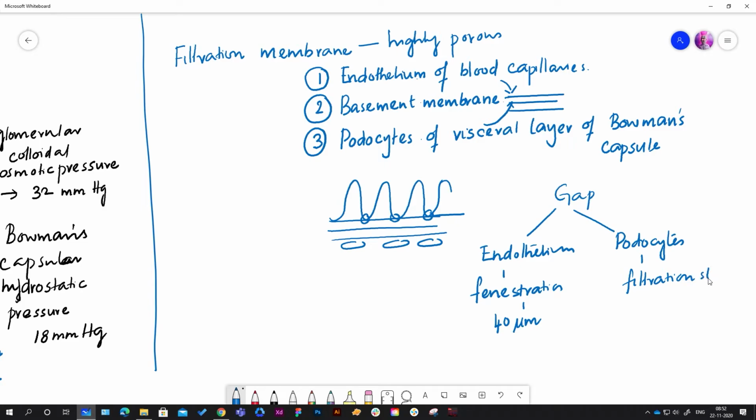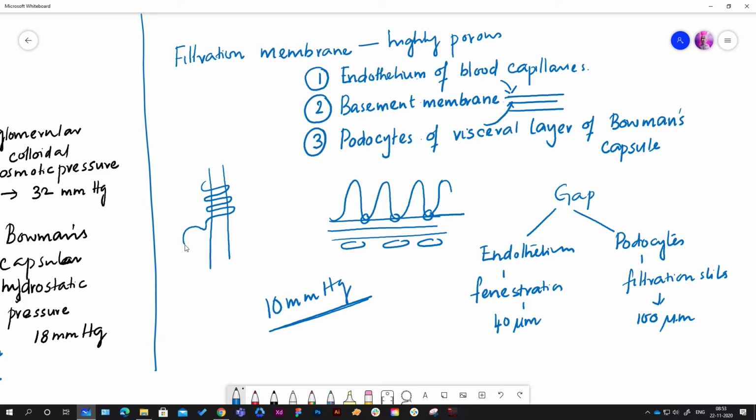Filtration slits, and they are 100 microns gap is there. Now through this gap at 10 mm mercury pressure, blood enters into the Bowman's capsule. Now when you look at the podocytes, this is the blood capillary, and the podocyte, this is the pedicle of the podocyte, and then you have the head of the podocyte.